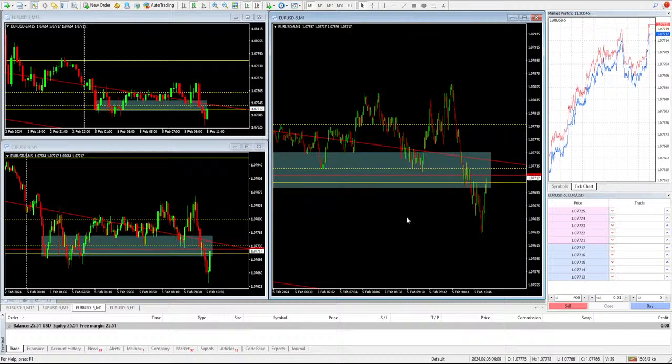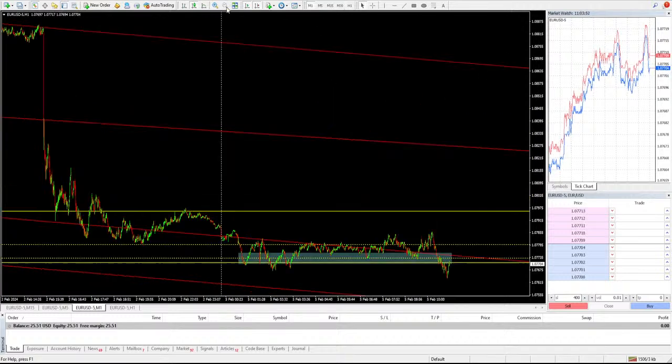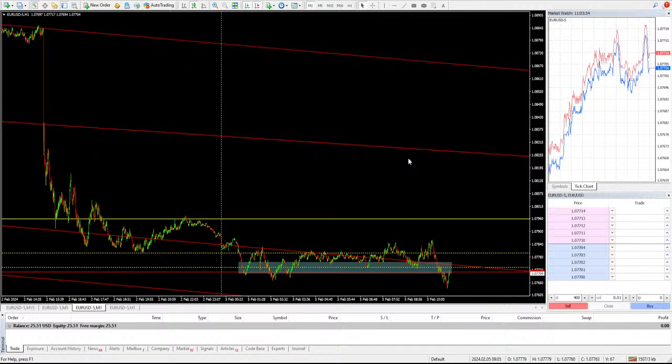So let me see what I can find right here real quick. Do we have any kind of an entry? I think I'm just gonna throw out a short.